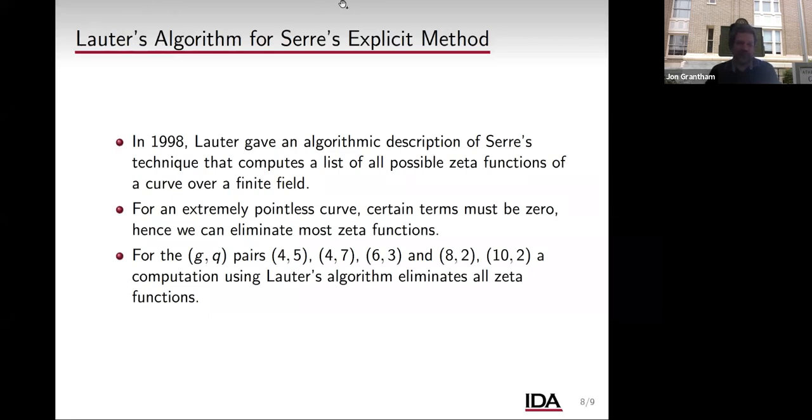So what are we looking at here now? After much trying to figure out how to give appropriate credit, we're calling this Lauder's algorithm for Serre's explicit method, because Serre had given these techniques where you compute a list of all possible zeta functions for a particular curve, and then you can look through them and say, okay, these are the possible ones, these aren't possible, and if none of them are possible, then you rule out particular numbers of points.